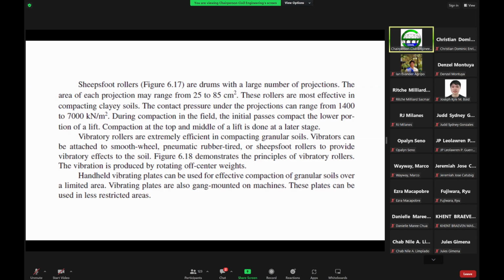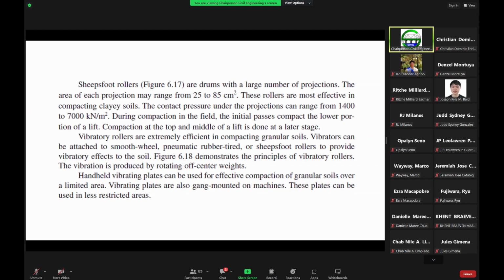So with that loose lift thickness, the lower portion of that lift is usually compacted in the initial process. Then the compaction at the top and the middle part of the lift thickness of that 200 to 300 is done at a later stage, at the later process. Because normally we compact every 200 to 300 loose lift thickness. Some can have 500, but normally it's 200 to 300.